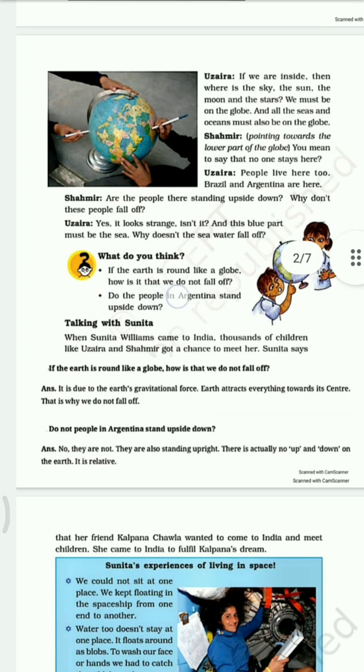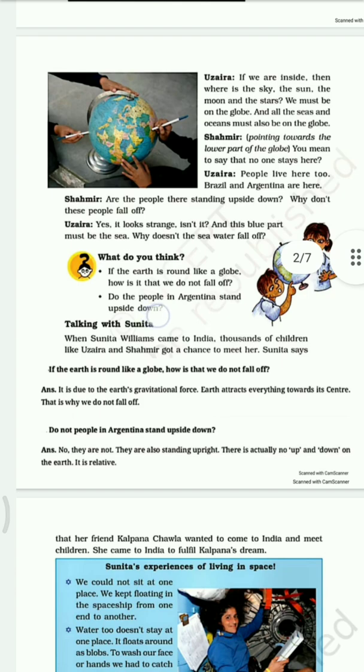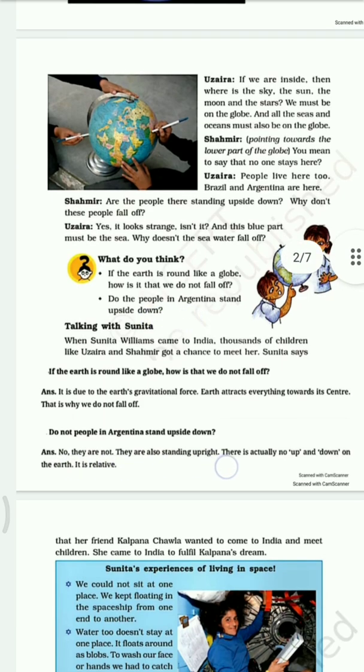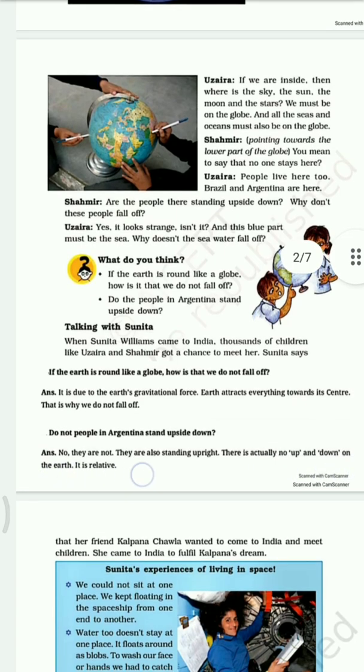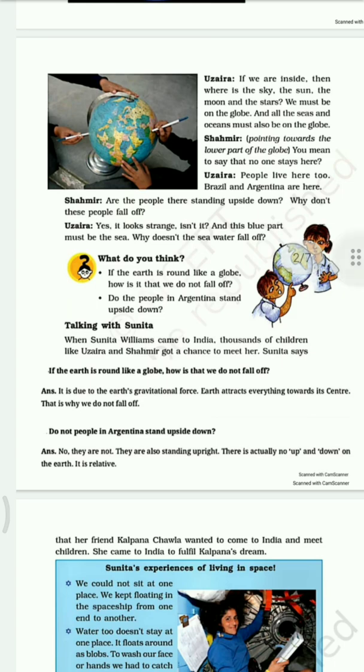Now, do the people in Argentina stand upside down? The answer is no, they are not. They are also standing upright. There is actually no up and down on the Earth. It is relative. We can see from here that they must be standing upside down, but in reality it is not like that. They are standing like we are standing here.